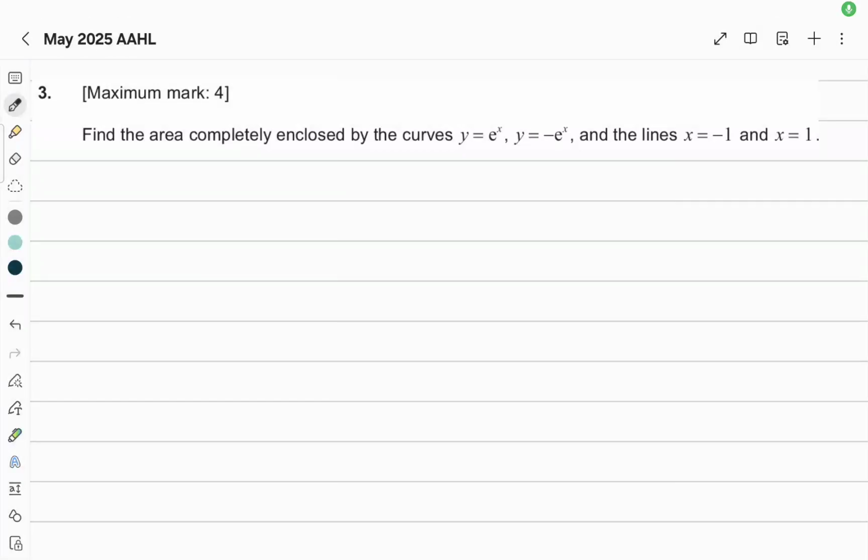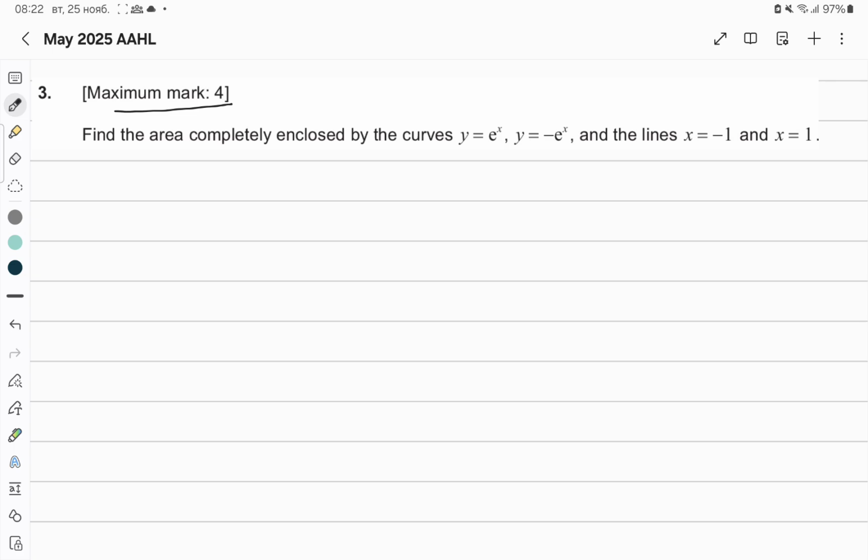Hello everyone, in this video we're going to consider May 2025 Analysis and Approaches IB Higher Level math questions, Paper 1, question number 3. So let's have a look. This is 4 marks total, right? So it shouldn't be so difficult. And let's start to read the question.